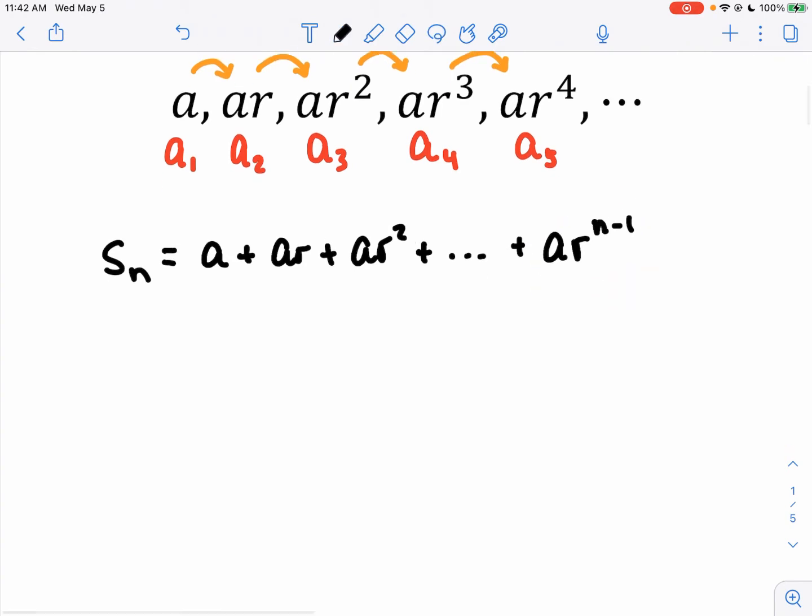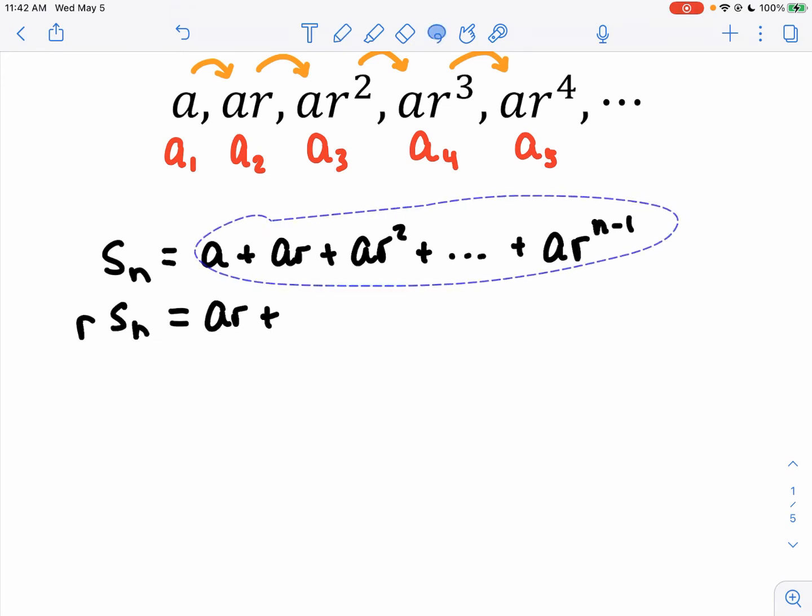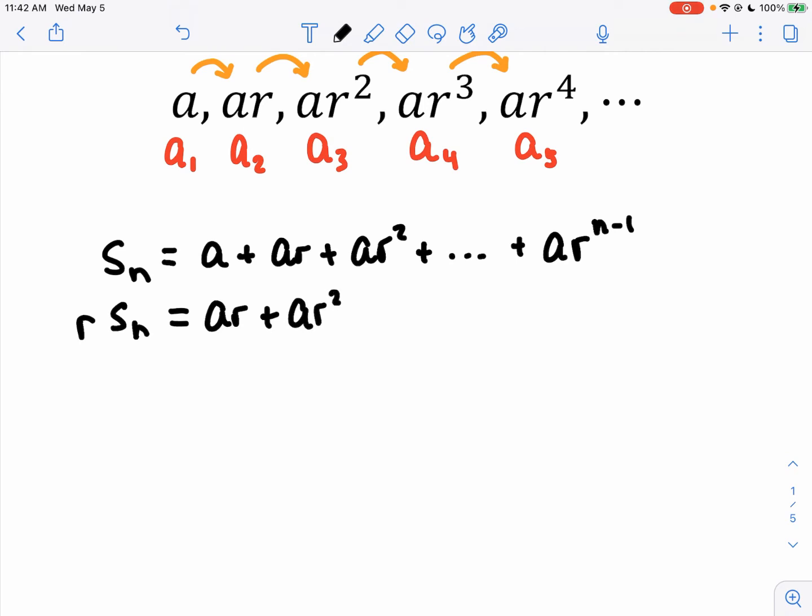Now, if I multiply everything in this by R, so we have R times S sub n, we get the following, AR plus, and we distribute the R across all these terms. So the power in all the R's is just going to go up by 1. So we get AR squared for the second term here, AR cubed, etc., up until, and the last one will be AR to the n. We increase the power by 1.